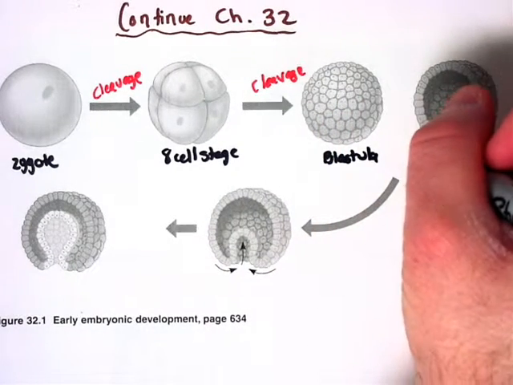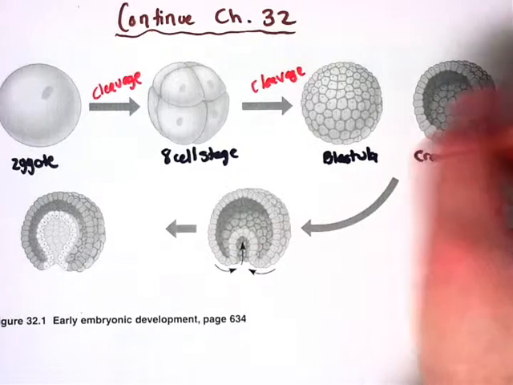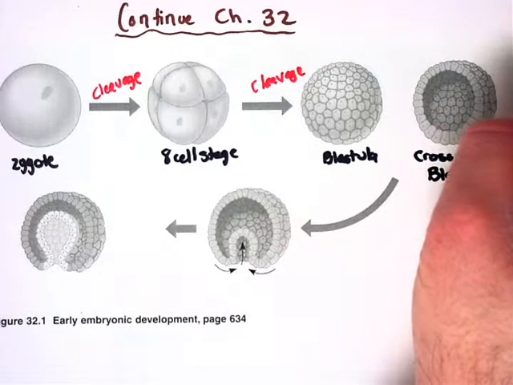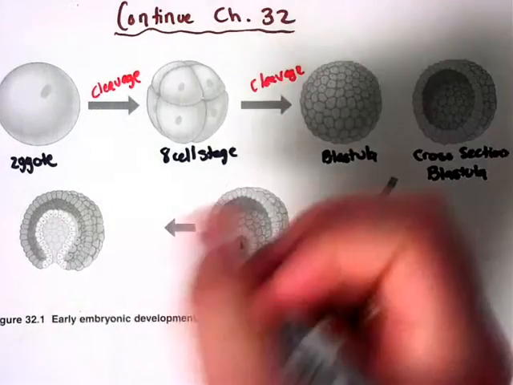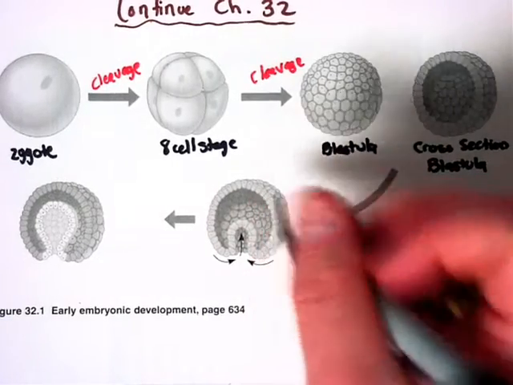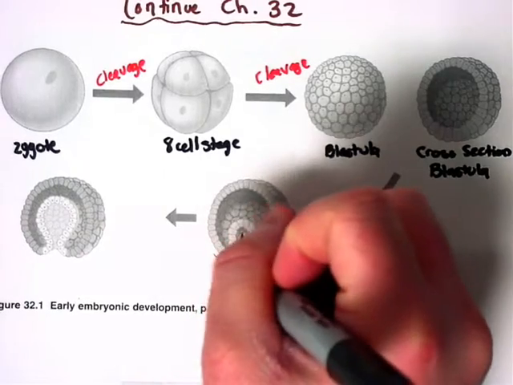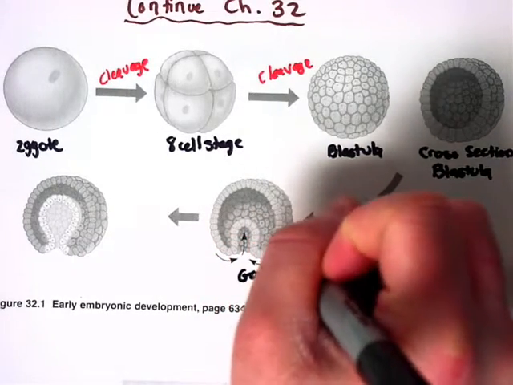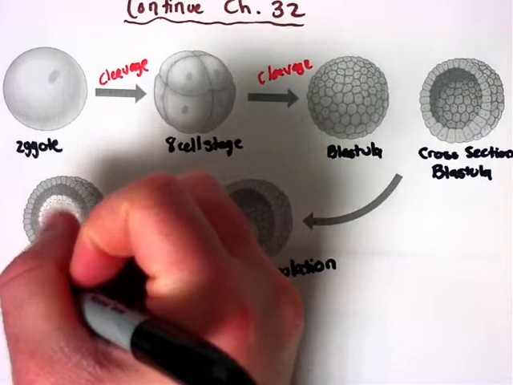This right here is what I would call a cross-section of a blastula. Make sense? Now this event that we're seeing right here, you can see where some of those cells are kind of being pushed inward, and that event is called gastrulation. The infolding of these cells to form our different tissue layers. In the end, we're left with a gastrula.